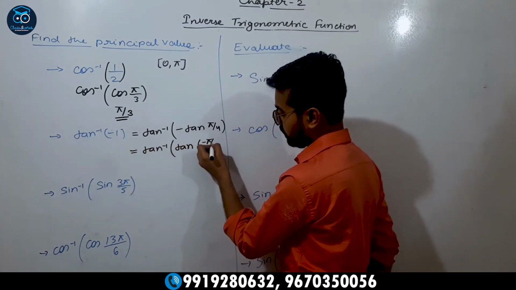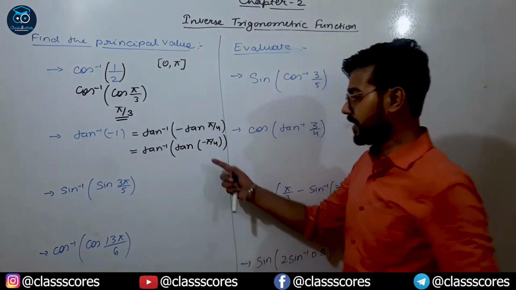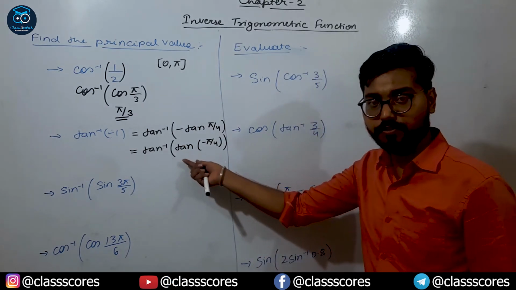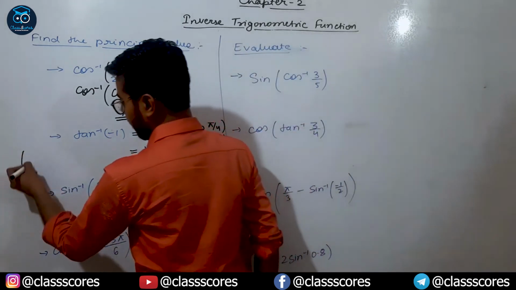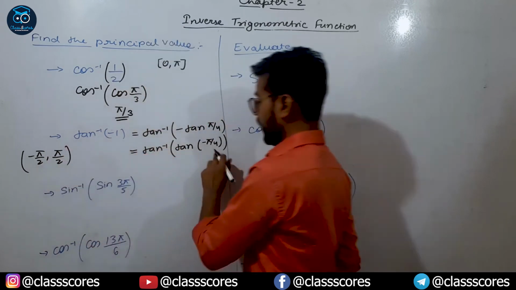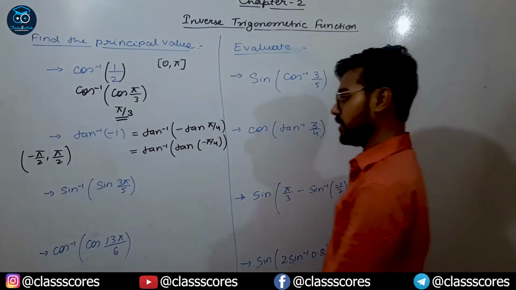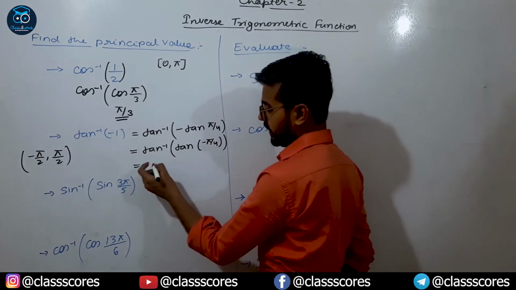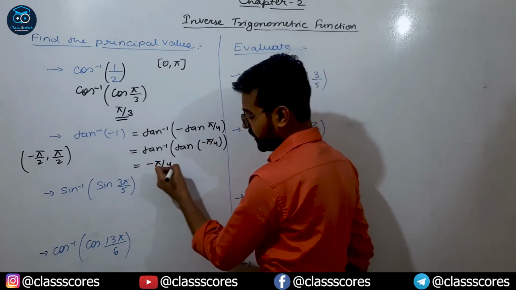Tan minus pi by 4. Here minus pi by 4 comes between the range of tan. What was the range for tan? It's minus pi by 2 to plus pi by 2, and minus pi by 4 comes between this. So the function is invertible, then tan inverse tan cancel, we get minus pi by 4.